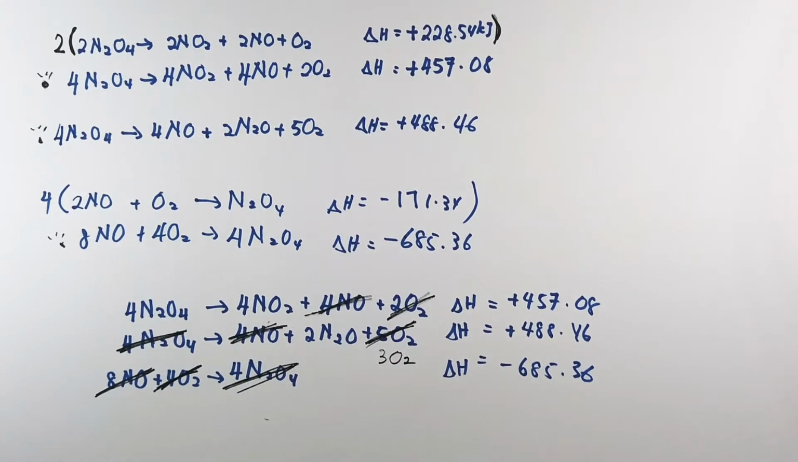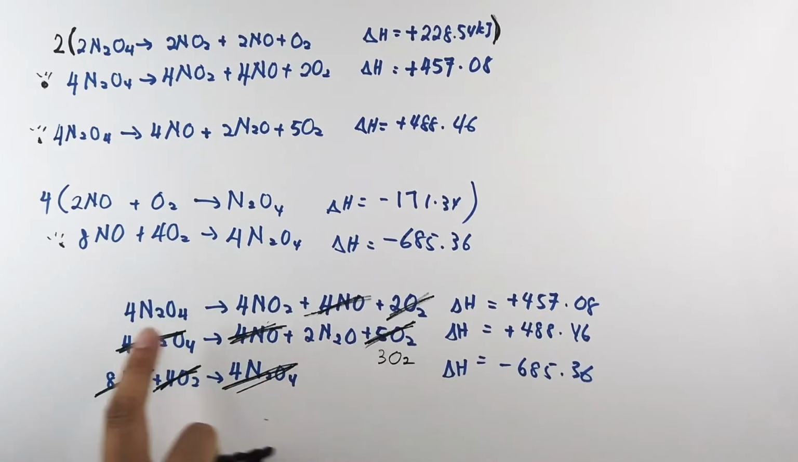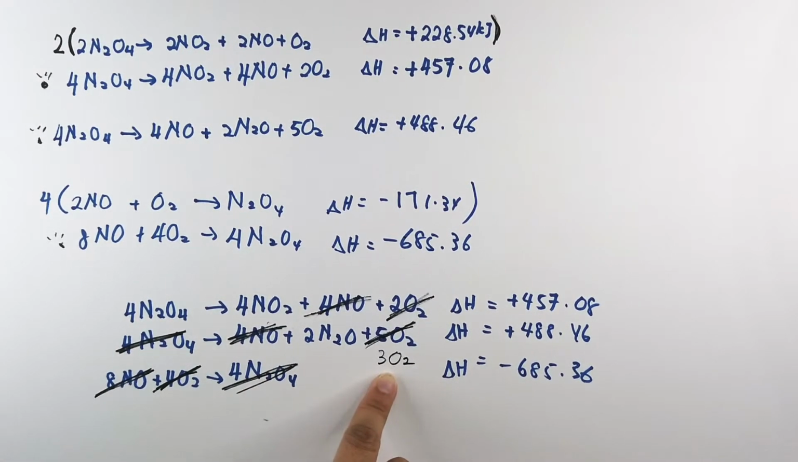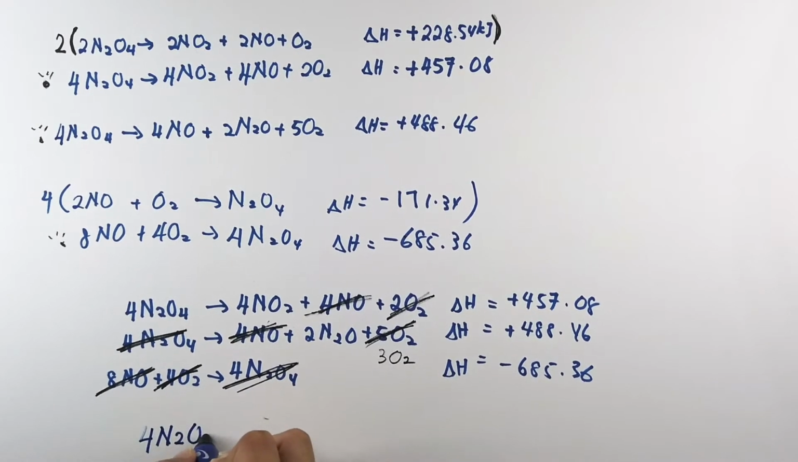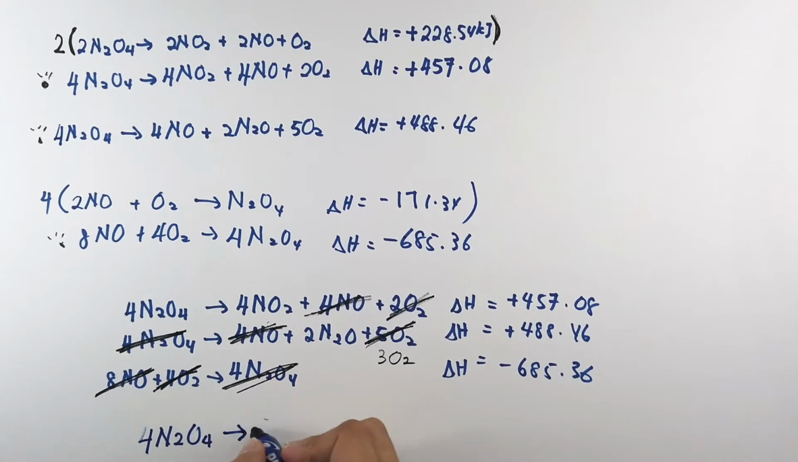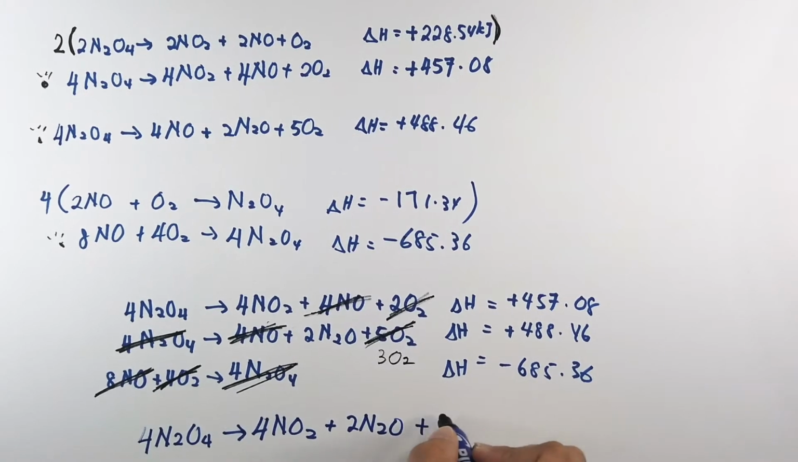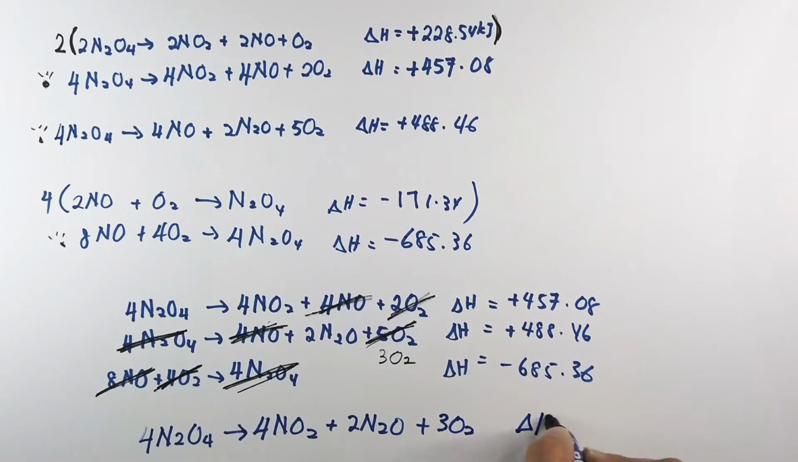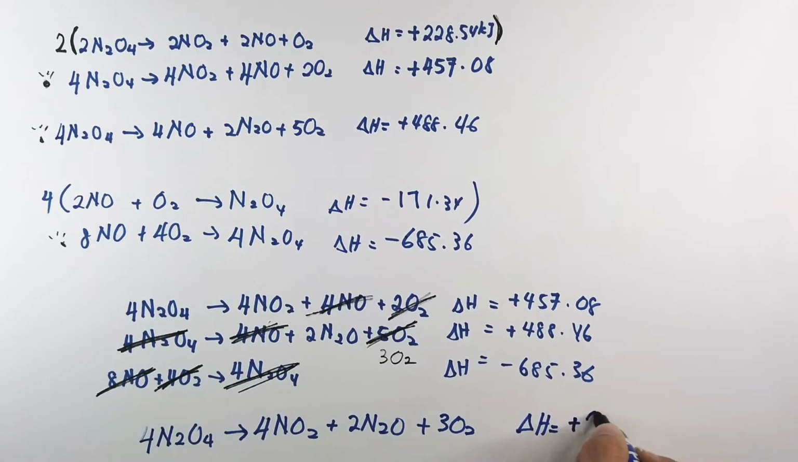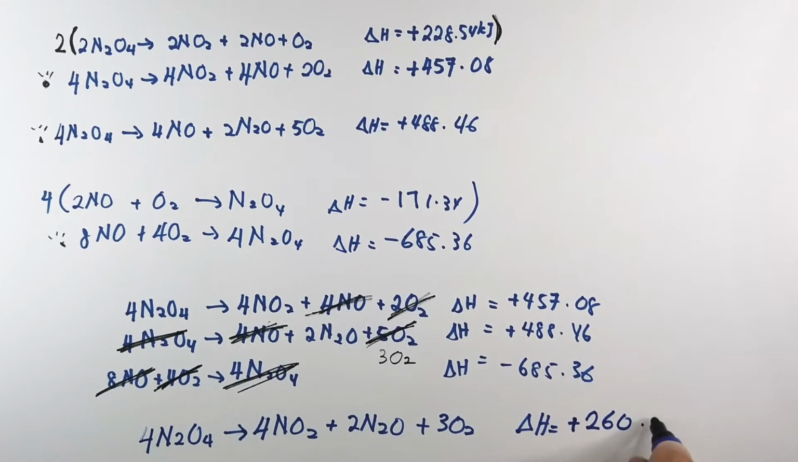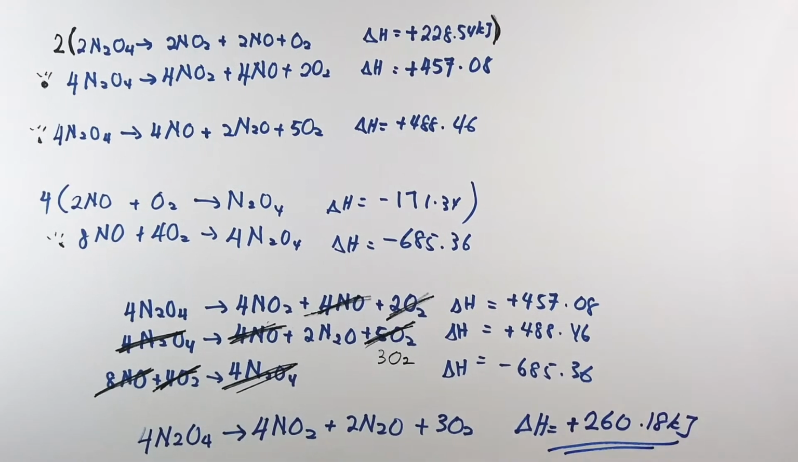Okay. And then what else? We do need the N2O4, we do need 4 N2O4, we already have the 3 O2, and also we do need the 4 NO2. So we have met the criteria of the target equation. Now we get 4N2O4 shall produce 4NO2 plus 2N2O plus 3O2. Therefore, your delta H should be equivalent to the summation of everything here. You should get positive 260.18 kilojoule. So this is the final answer for this question.